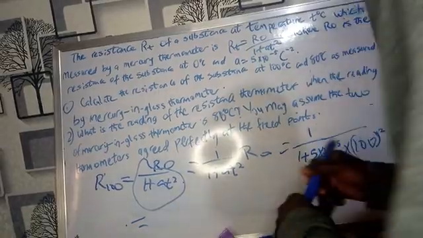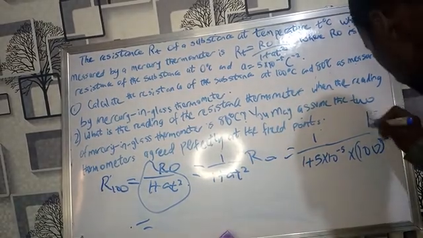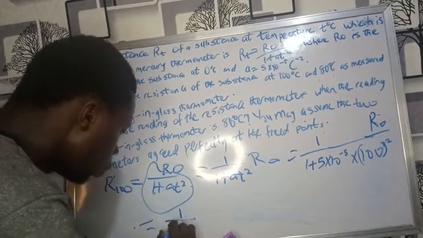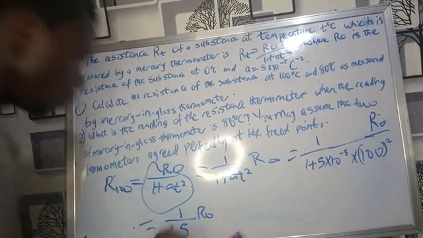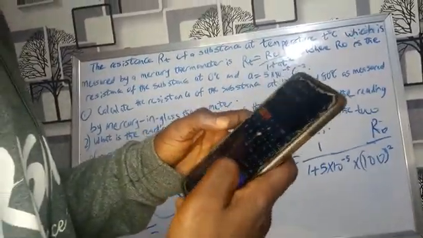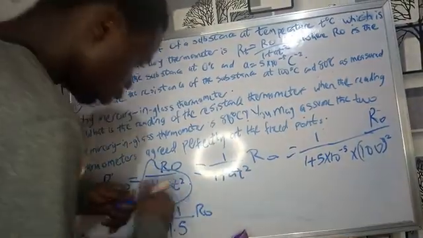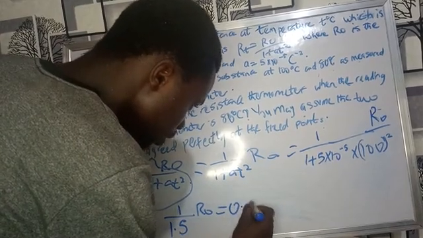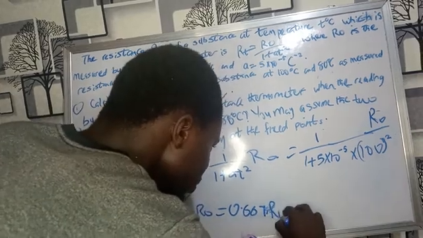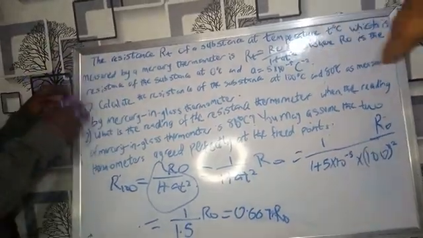So this is, there's an R0. Yeah, please do not forget that. So this is equal to 1 over 1.5 R0. Now take the inverse of this. The inverse of the answer is going to be 0.667. So this equals 0.667 R0. Please, you can ignore my handwriting, it's not really clear, but just please help me manage it. Thank you.